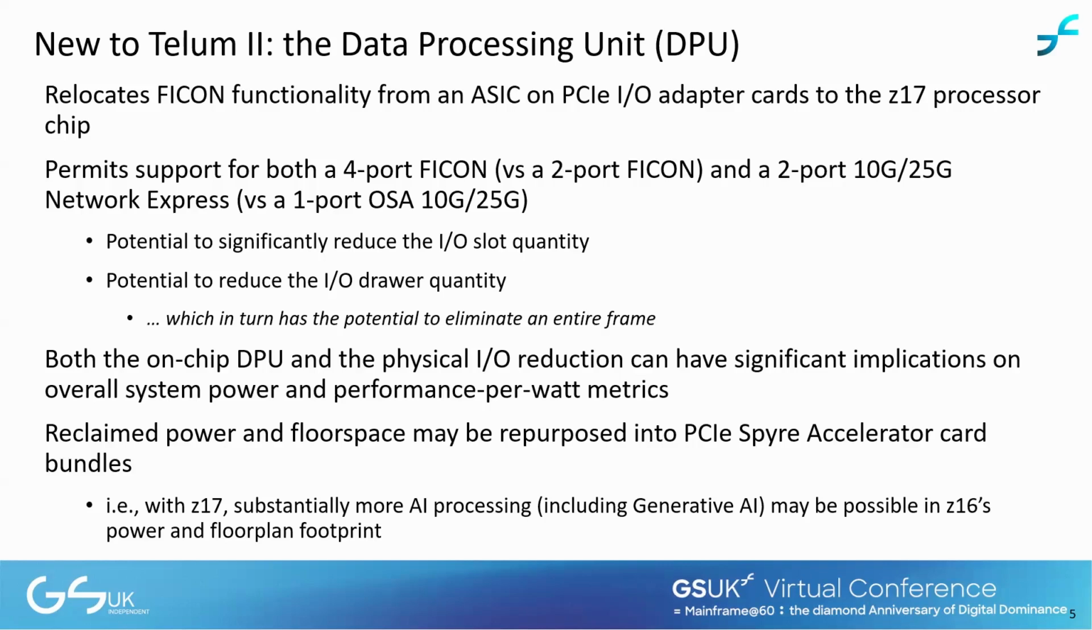And in this way, if you have a Z16 that operates today, you can supplant it with a Z17 that has substantially more capacity for AI processing, even generative AI, not just the predictive. But you don't have to increase the Z16 footprint or power consumption in order to arrive at this, or to facilitate this increase in AI processing. So that's the idea, big picture.